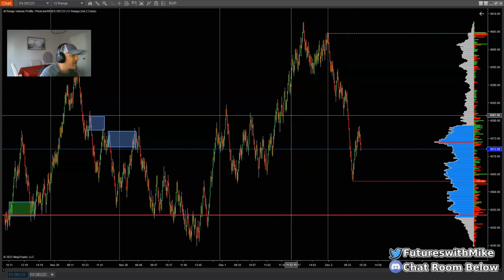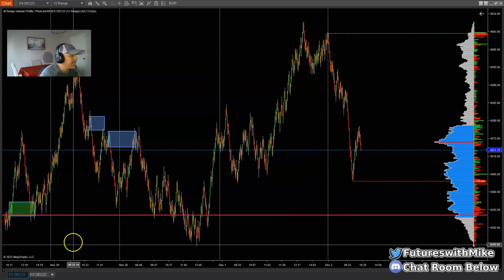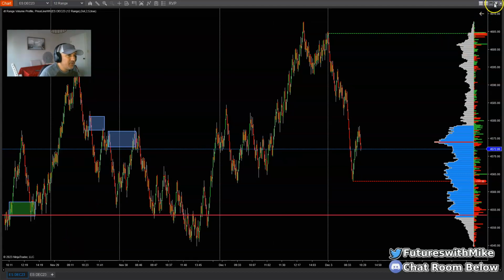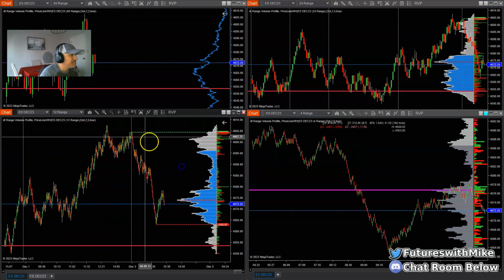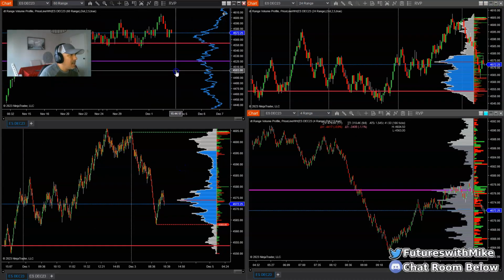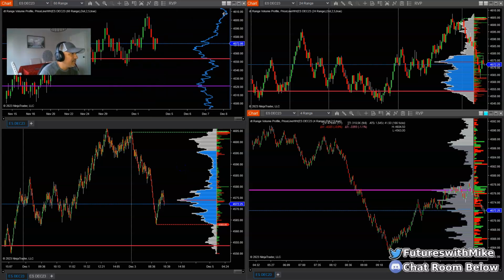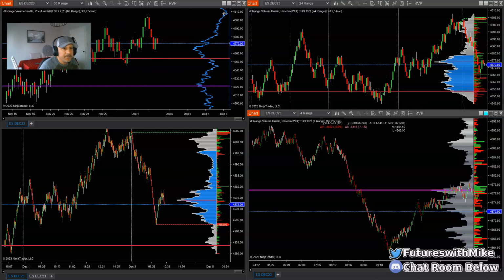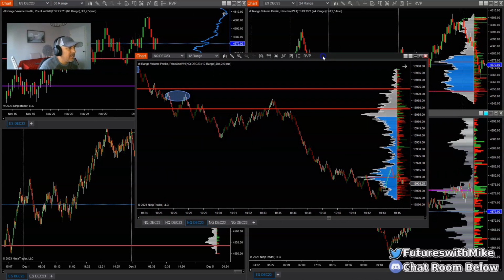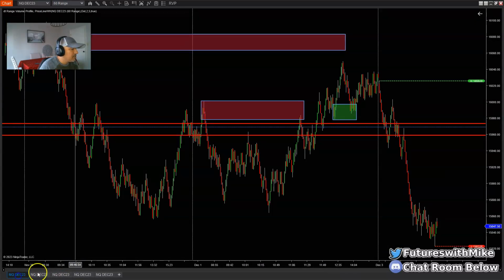I haven't done any trading on the E-mini S&P 500 over the last few weeks because there just hasn't been a lot of price movement and activity within this market here. So that's where I bring over my Nasdaq and start looking at that.